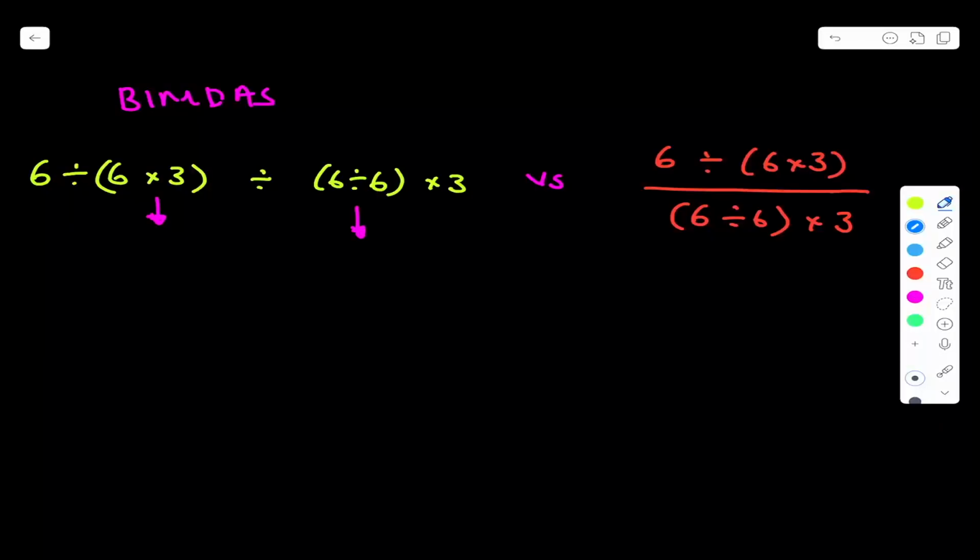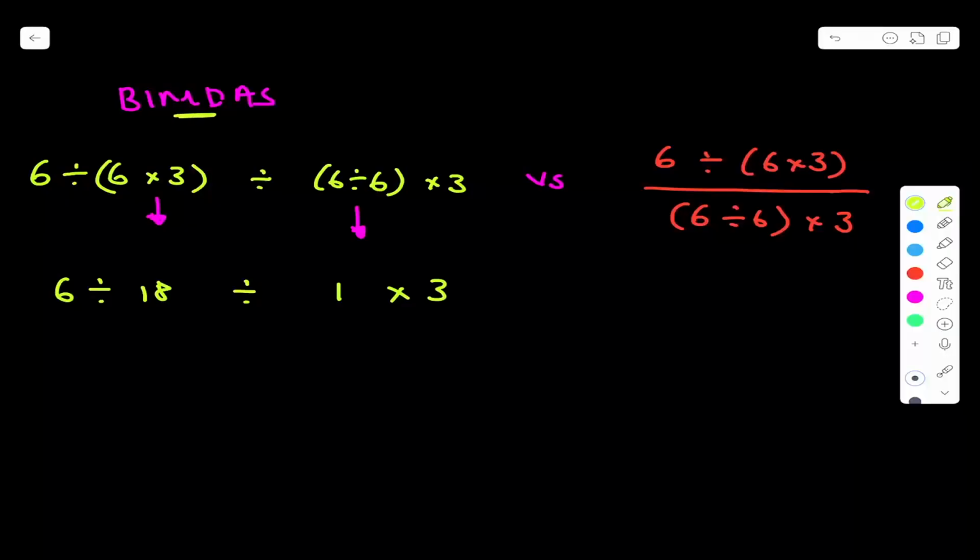So we're still left with 6 over here, and then we're going to work out what's in the bracket. We have 8 times 3, which is 18. And then over here, you have 6 divided by 6, which is 1, times 3. And now we could actually get rid of the brackets because we've worked that out. Okay, so now we've got a division and multiplication.